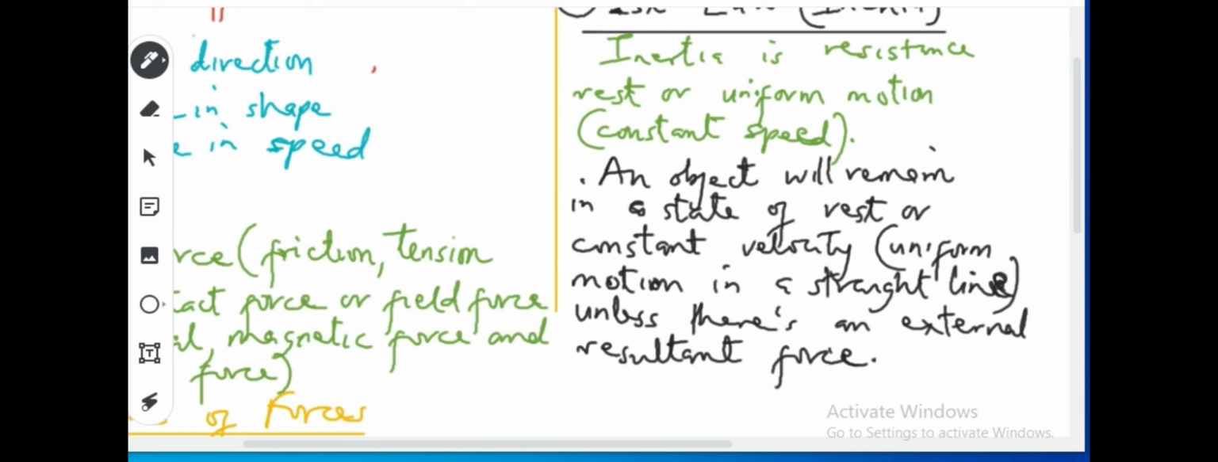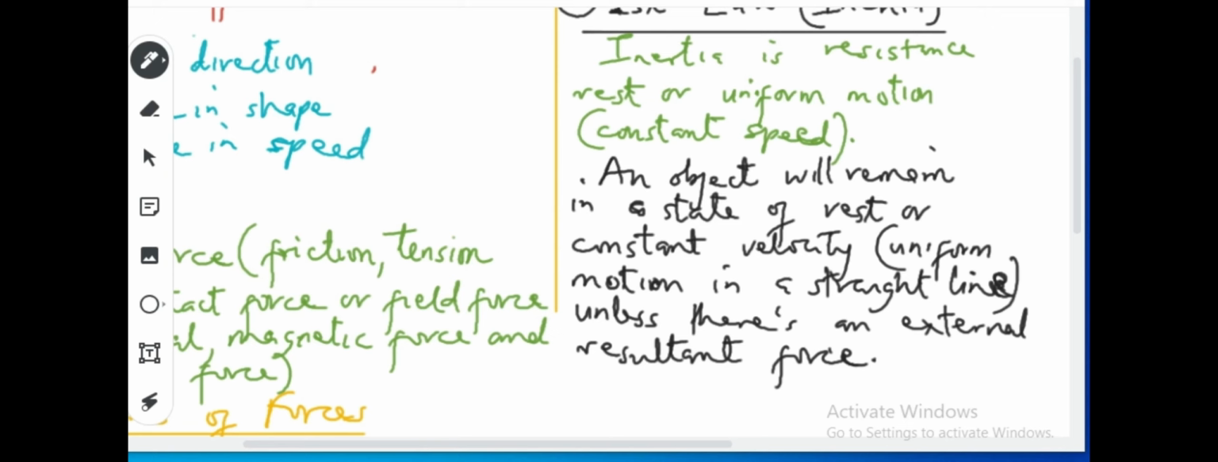It's actually very easy. It's something we can easily relate to. If you leave this object here, it will continue to be here. That's why I told you that the first law is about inertia. It doesn't want to leave the position it is in. Unless you have an external resultant force acting, it will stay in a state of rest.